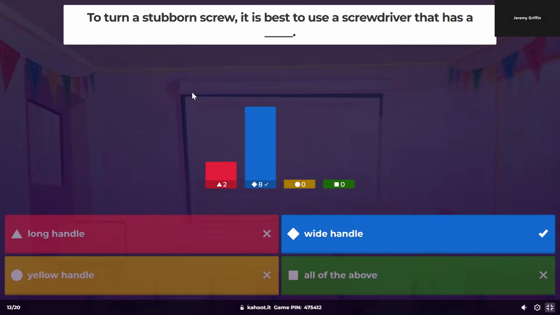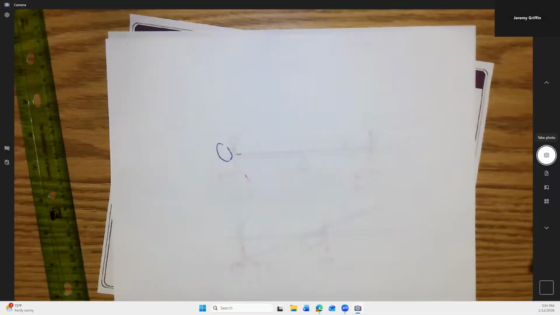Yeah, wide handle. All right, pretty good. It trips up a lot of students every year, but not you guys. So here, I'll try to explain to you guys why.